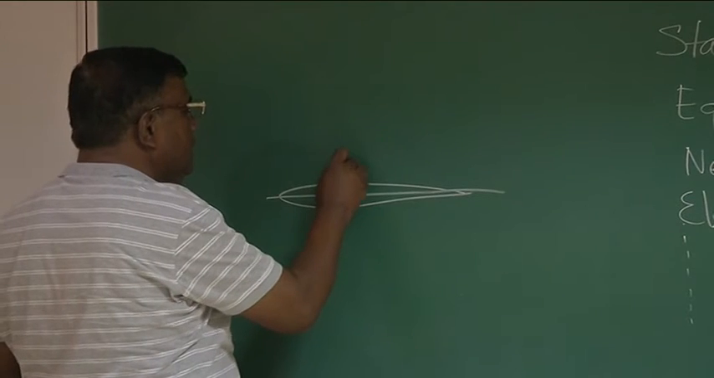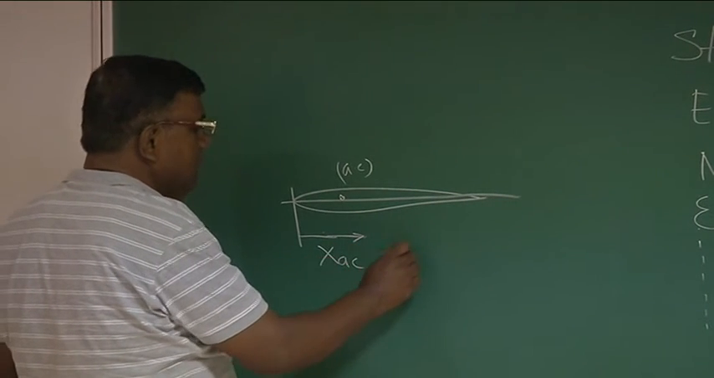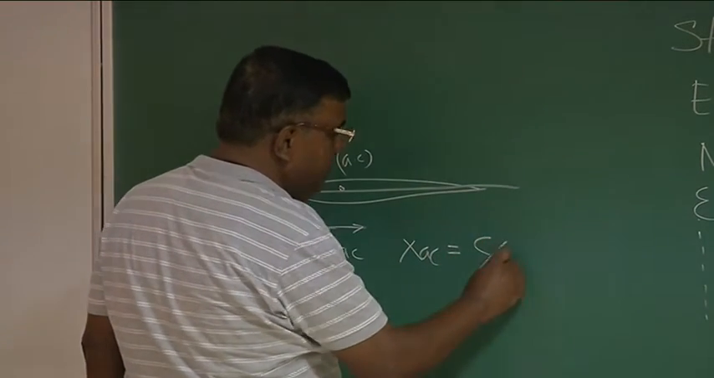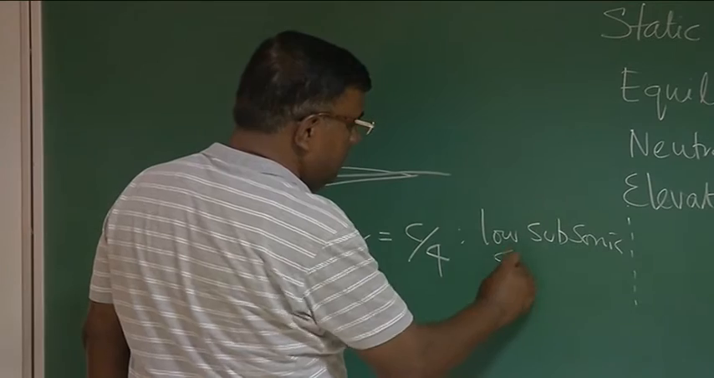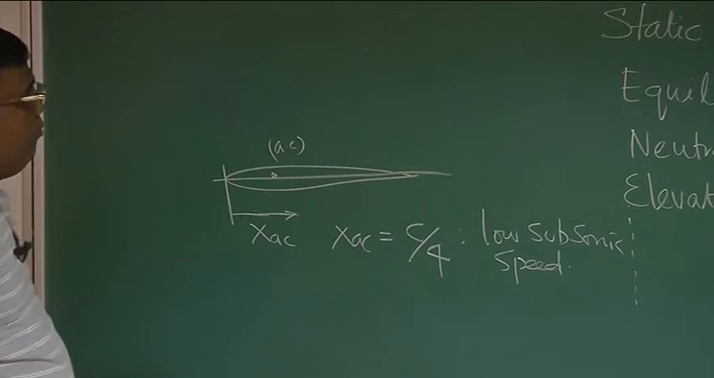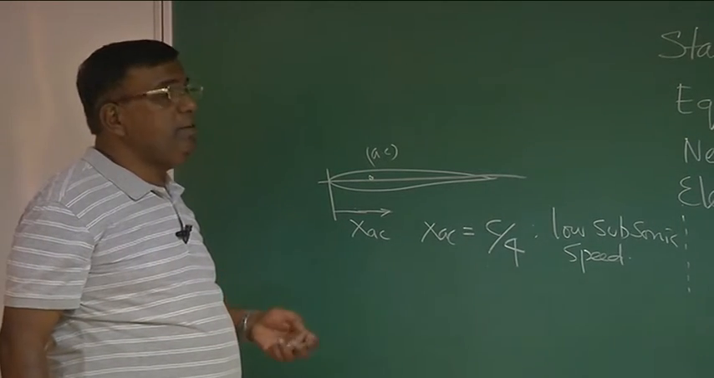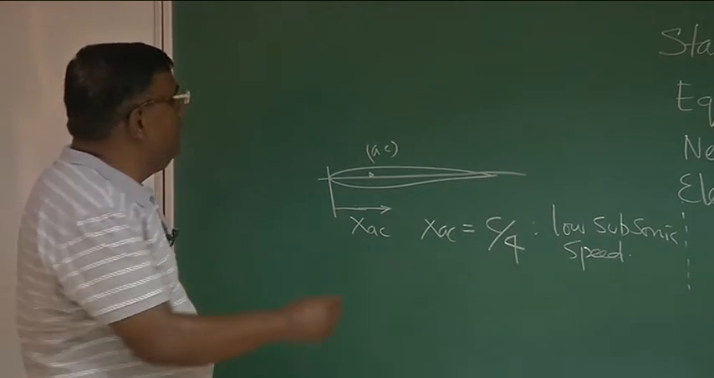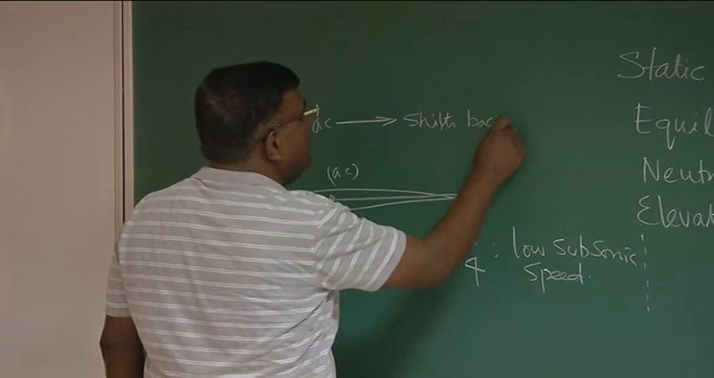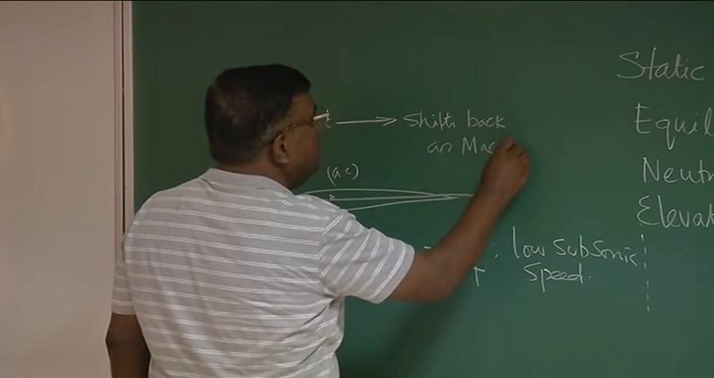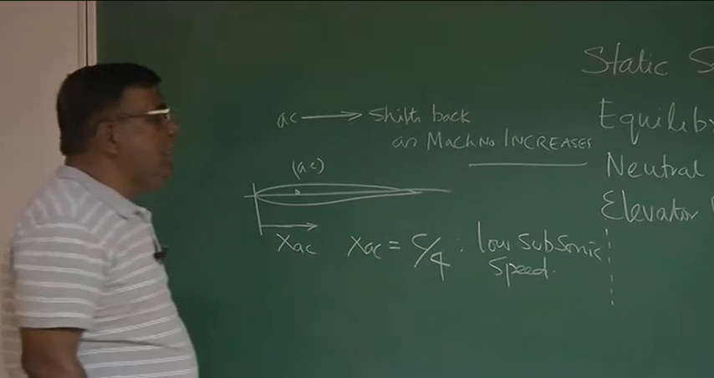And typically, we also know for a low subsonic wing, this aerodynamic center location, if I measure from here and write it as XAC, is typically c/4 for low subsonic speed, for a conventional airfoil. Okay? But as I increase the speed, as it goes from incompressible to subsonic, to high subsonic, to supersonic, this aerodynamic center shifts backward as Mach number increases. This is the understanding of aerodynamic center.